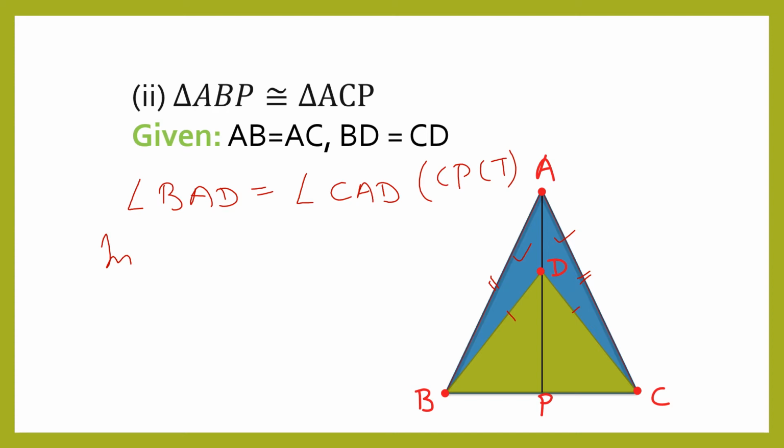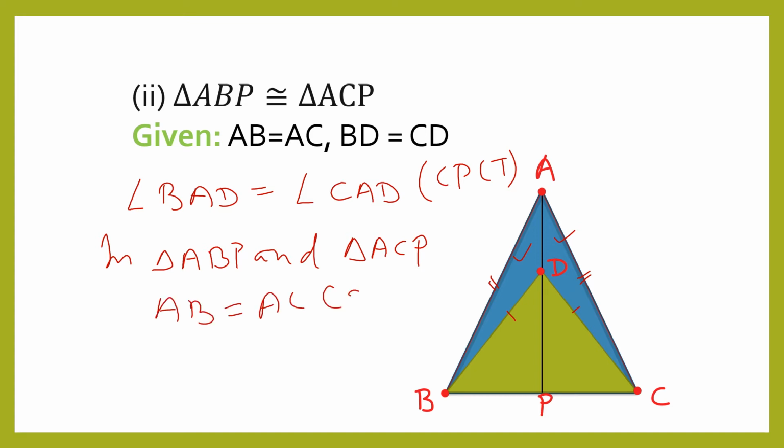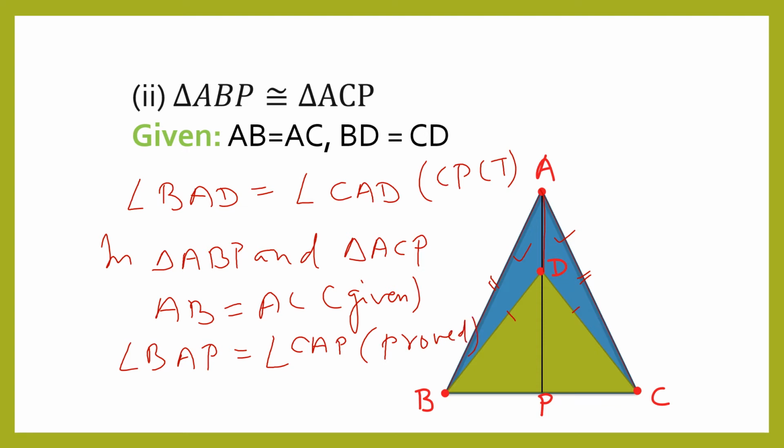Now we have to find three parts in triangle ABP and triangle ACP. How observant you are. Can you find the three things? The first is AB is equal to AC, that is already given. Angle BAD is equal to angle CAD, this we are going to use here: angle BAP will be equal to angle CAP. Can we write this? Yes, we have already proved this in the first part. And the third is the reflexive property, AP is equal to AP, common side in both triangles.